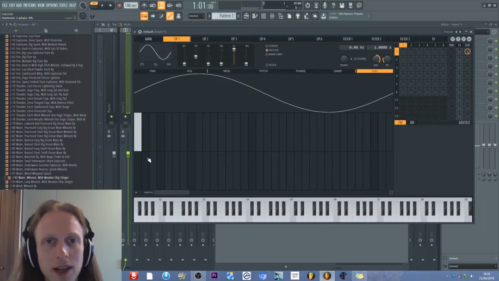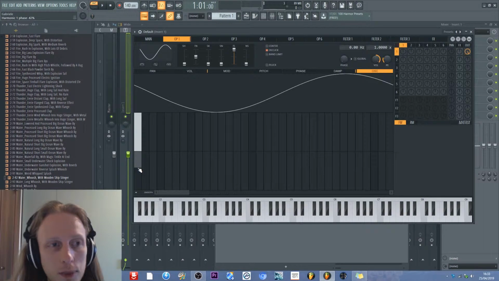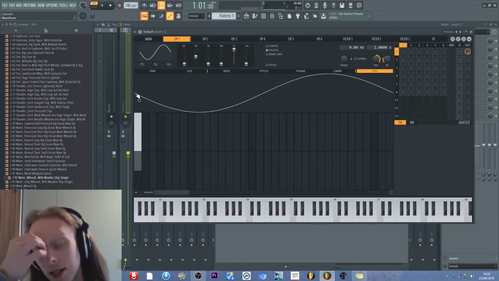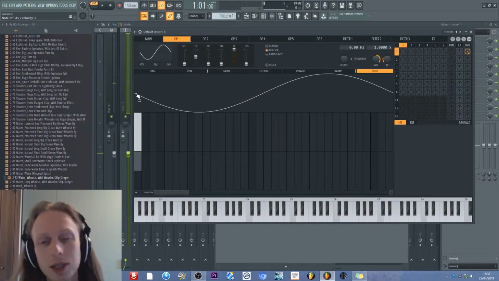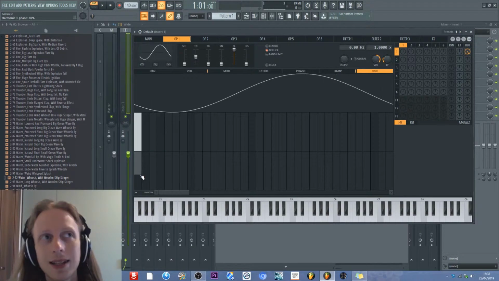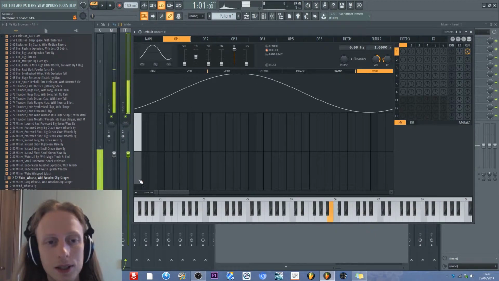So the wave can start from 0 point, and I have this sound. The wave can start from 0 point, but go to a negative value. Okay, the sound is the same. Okay, we cannot really hear differences.